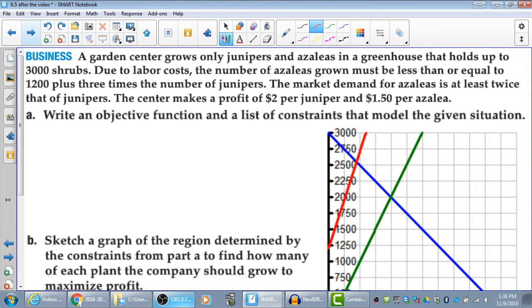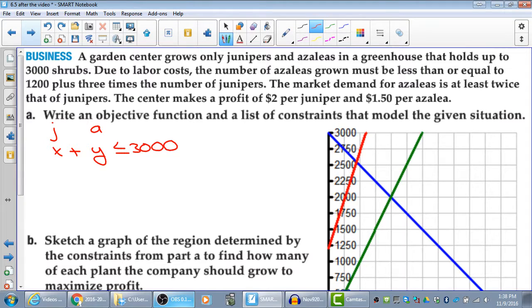A garden center grows only junipers and azaleas in a greenhouse that holds up to 3,000 shrubs. Well, if it holds 3,000, let's go with what's first? Junipers, azaleas. So x plus y has to be less than or equal to 3,000 because the greenhouse won't hold any more than that.